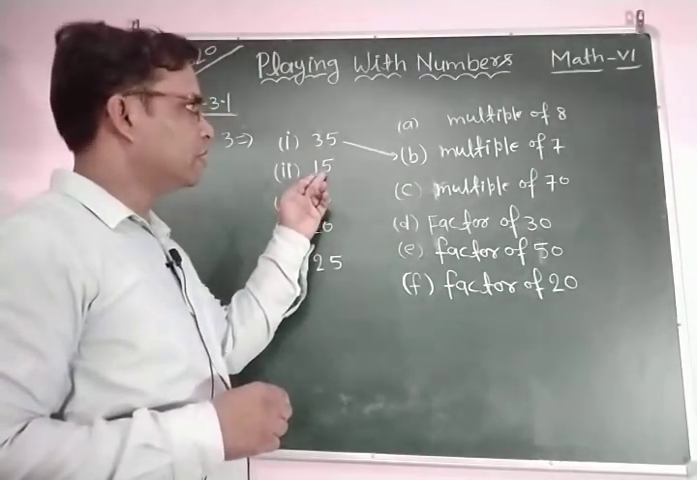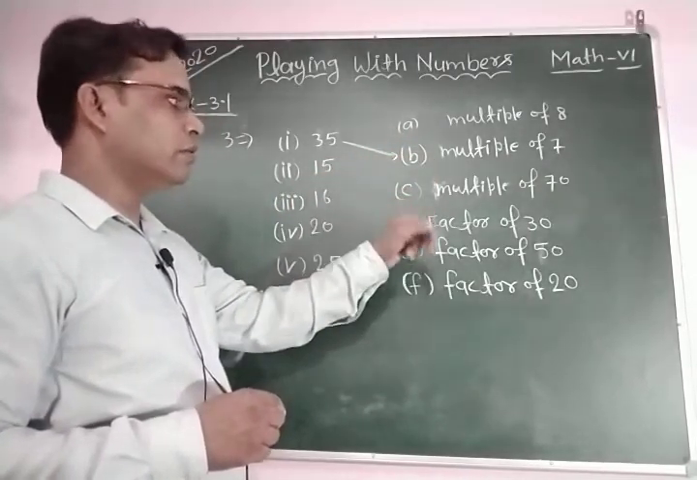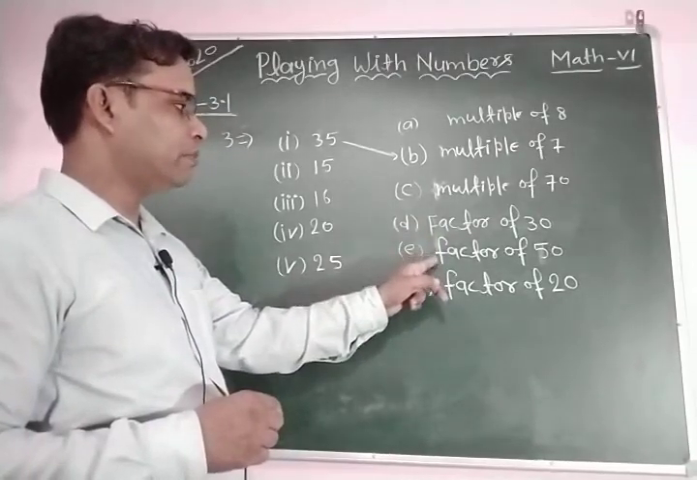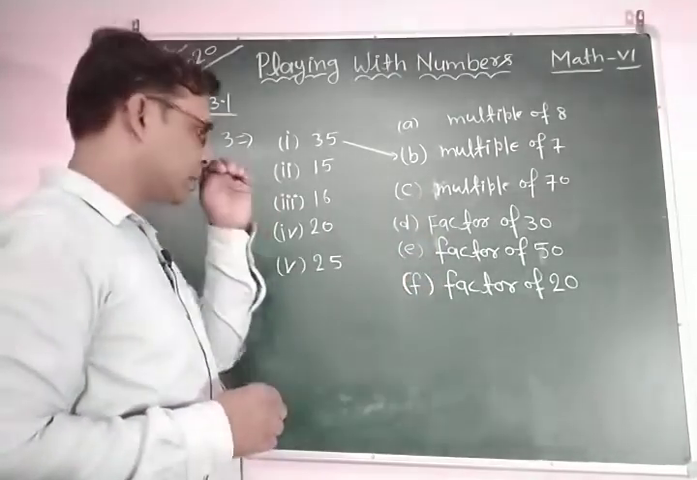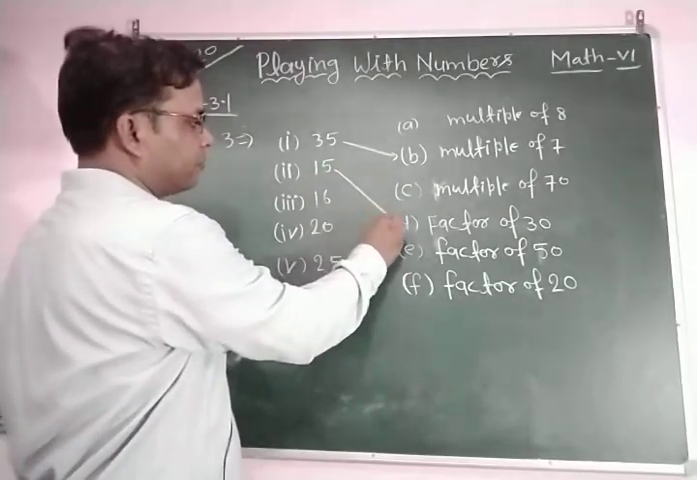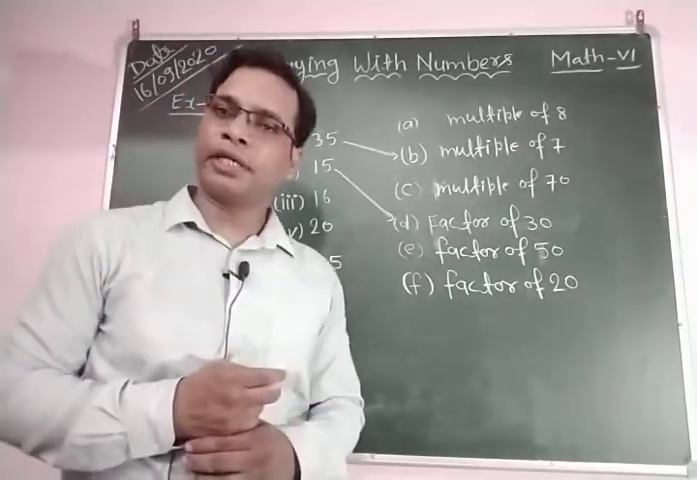Now next is 15. What is 15? Multiple of 8? No. Multiple of 70? No. Factor of 30? Of course. Factor of 50? Factor of 20? No. No. So you can say 15 is a factor of 30, because 15 divides 30. It means that 15 is a factor of 30.